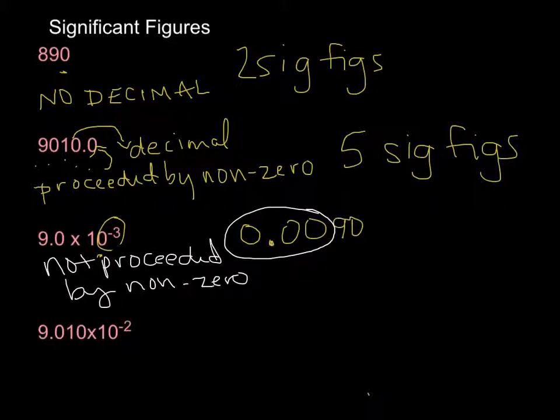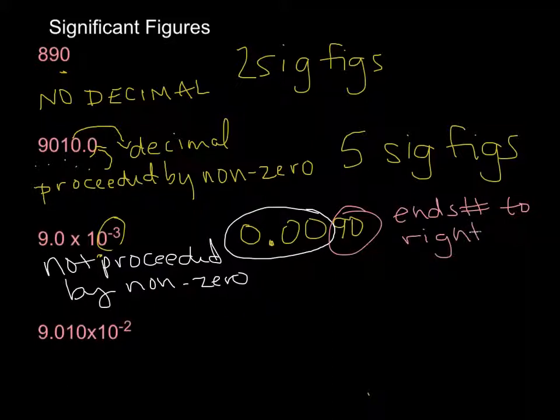Okay, let's go back to the 9.0 here. The 9 is significant. Why is this last 0 significant? It follows a non-zero number, and also zeros to the right of the decimal that end a number are always significant. So it ends the number to the right of the decimal. So there are 2 sig figs in this one.